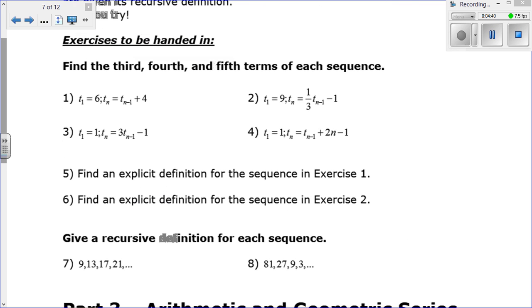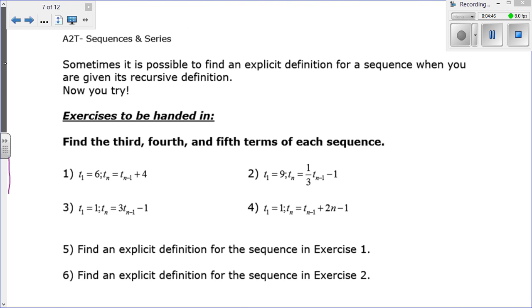Today, I want you to put a star next to the exercises to be handed in for this section. So where that's highlighted, I want you to put a star right in front of exercises to be handed in.